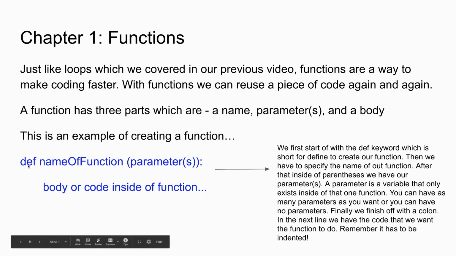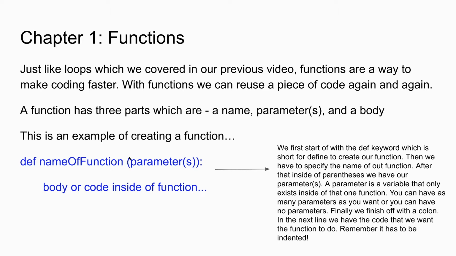When we create our function, we first have to start off with the def keyword. Def is just short for define. Whenever we create functions, we always have to start off with this word. After the def keyword, we specify the name of our function. Just think of a function as something that can do a certain job. When we create a name for a function, it should somewhat relate to what the function's job is.